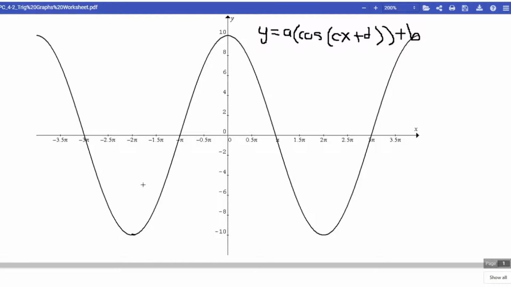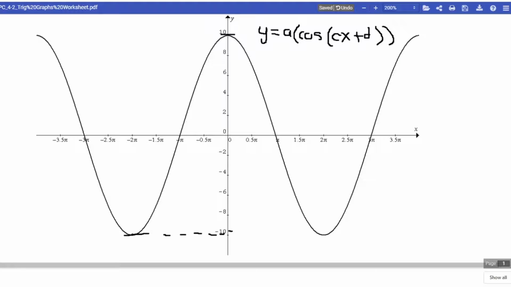We can see that the lowest point here is at -10 and the highest point is at 10. That tells us that the midline is going to be at 0. In other words, it hasn't moved from a cosine function that doesn't have any transformations. So a regular cosine function will also have a midline at 0. What this means is this graph has not been vertically translated. So b is 0. B is nothing.